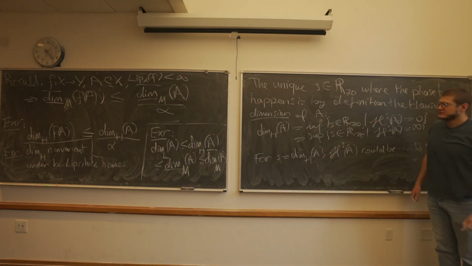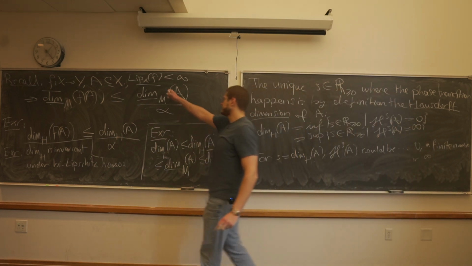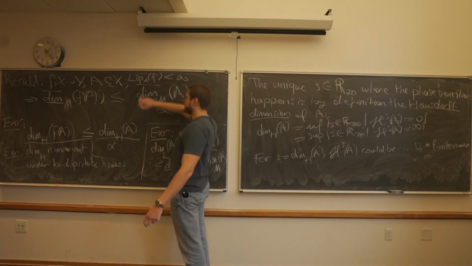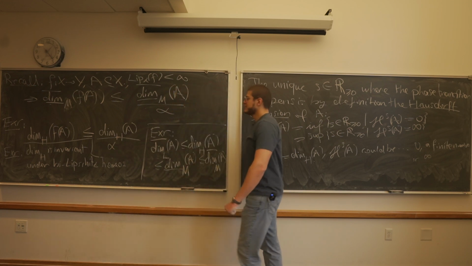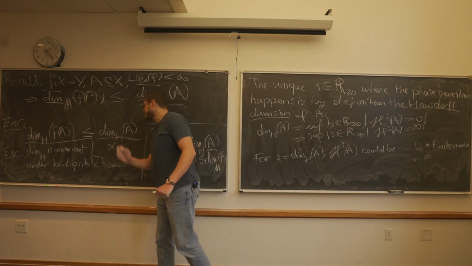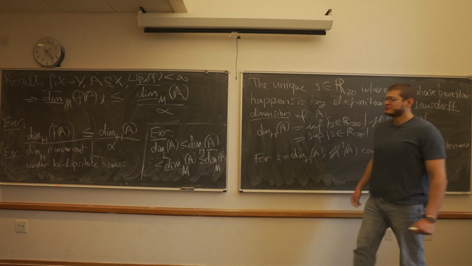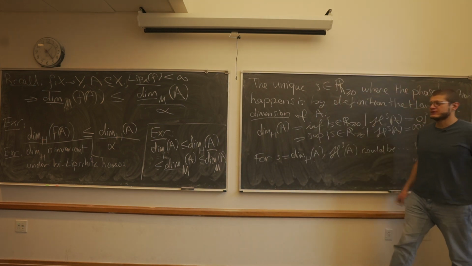If f is a function whose alpha-Hölder constant is finite, that is to say, if it's alpha-Hölder, then you have this bound. The same bound holds for Hausdorff dimension. In particular, Hausdorff dimension is invariant under bi-Lipschitz homeomorphisms. For bi-Lipschitz homeomorphisms, alpha can be taken as 1, right?